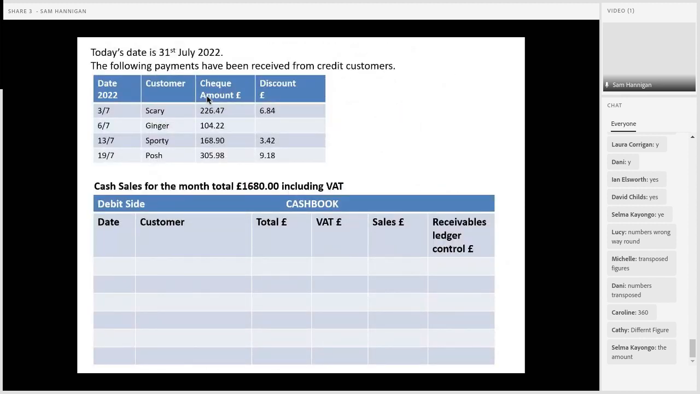Okay, then. So this is the type of thing as well that I need you to look out for, especially when you're doing our assignments. Okay. Now, what happens is when people come to enter the cash book, they see the amount that we've received off our customer, and then they deduct the discount. The discount's already been deducted. The cheque amount is what you're receiving, okay? So the easiest thing to do with this is get your amounts into your cash book straight away.